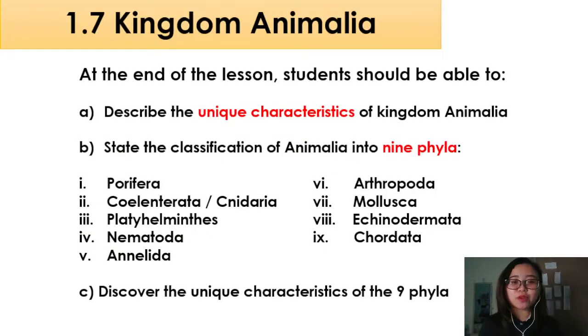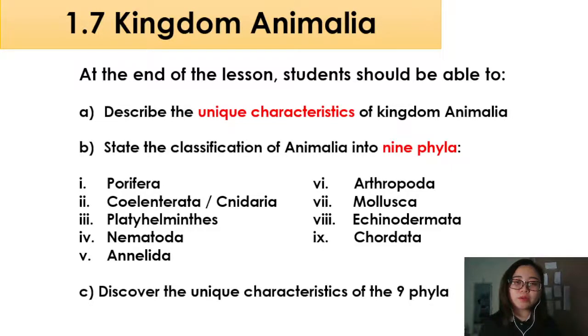Now, before we go into the lesson, as per usual, let's have a look at the learning outcomes for this subtopic. I hope that by the end of this lesson, you should be able to describe the unique characteristics of organisms in Kingdom Animalia and also state the classification of Animalia into 9 phyla, and the 9 phyla as stated here. And also, I hope that you're able to discover the unique characteristics of the 9 phyla.